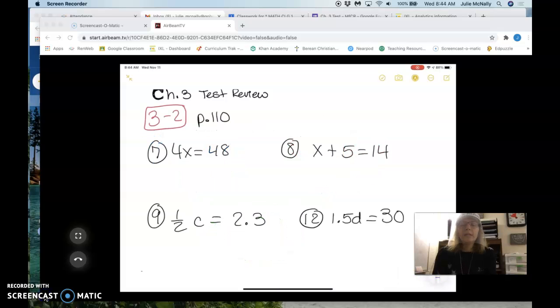The section 3-2 is just solving one-step equations. So we're going to look at the equation, look at what's happening to the x, and do the opposite to both sides.